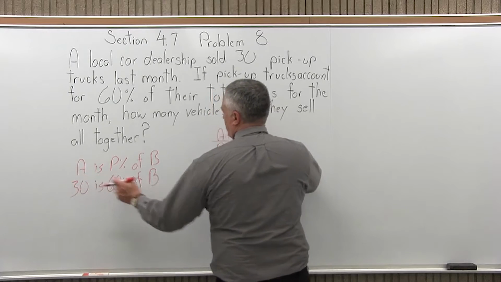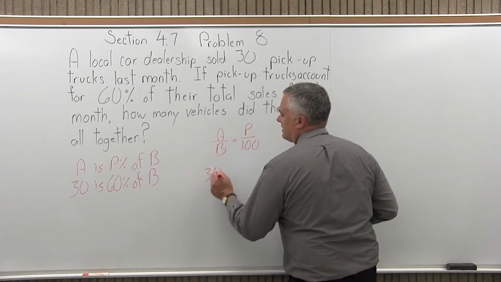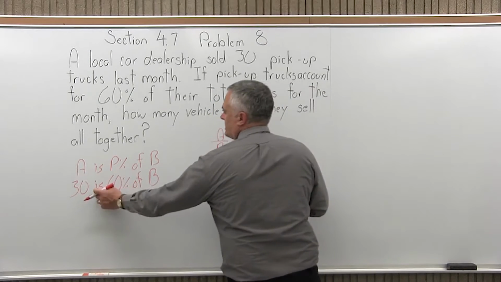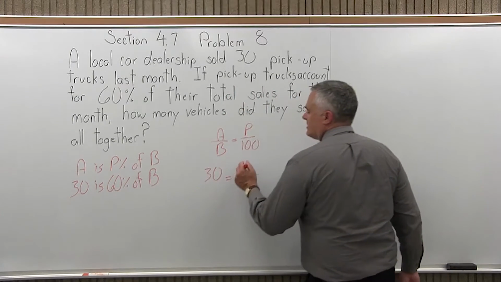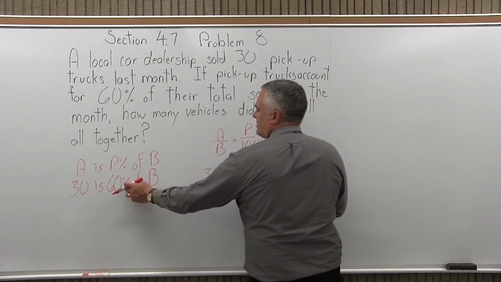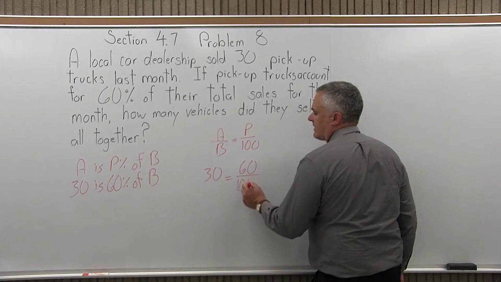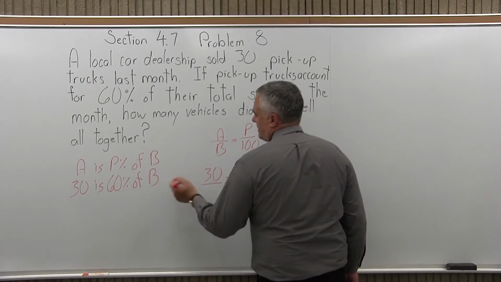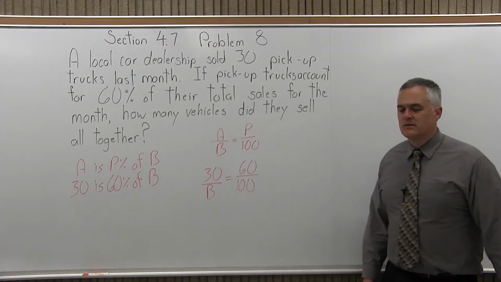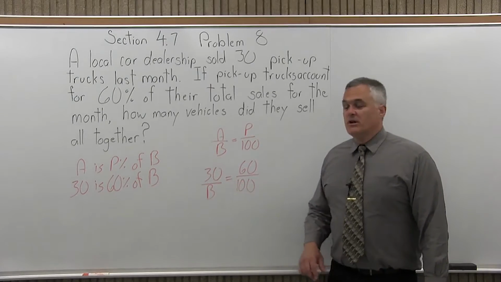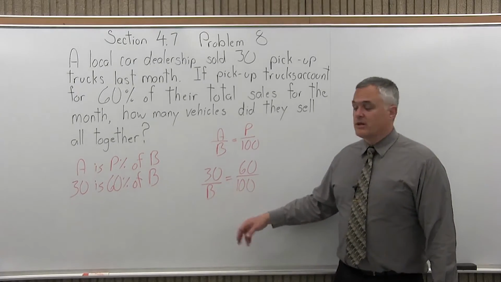The A that I have to plug in is 30. Equals really comes from the "is". 60%, so the P is 60. The percent is really where the 100 comes from. And then B is unknown, so it stays B. So I filled in the formula. I have only one unknown, so I can solve for that unknown.